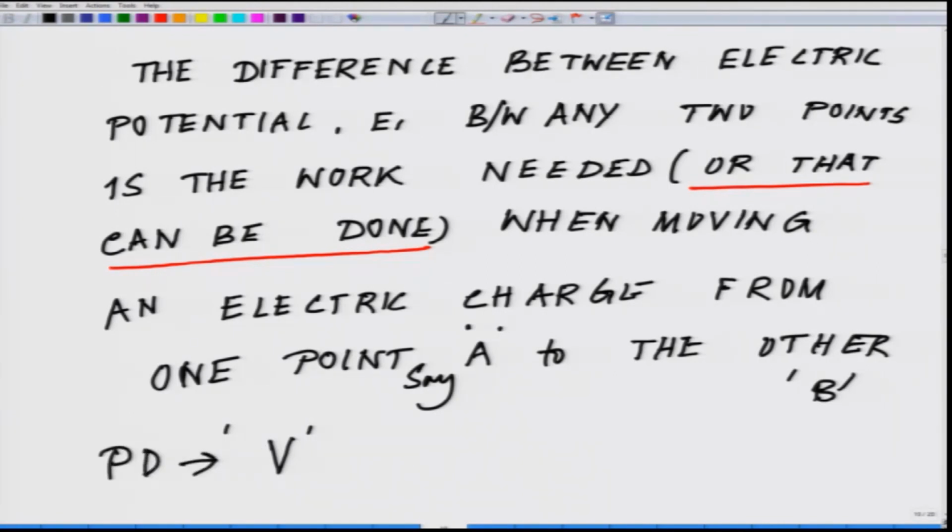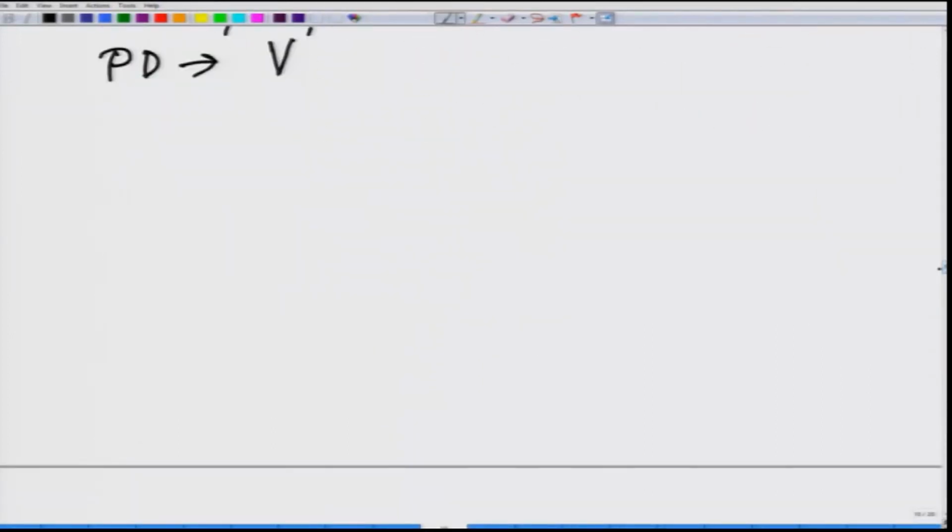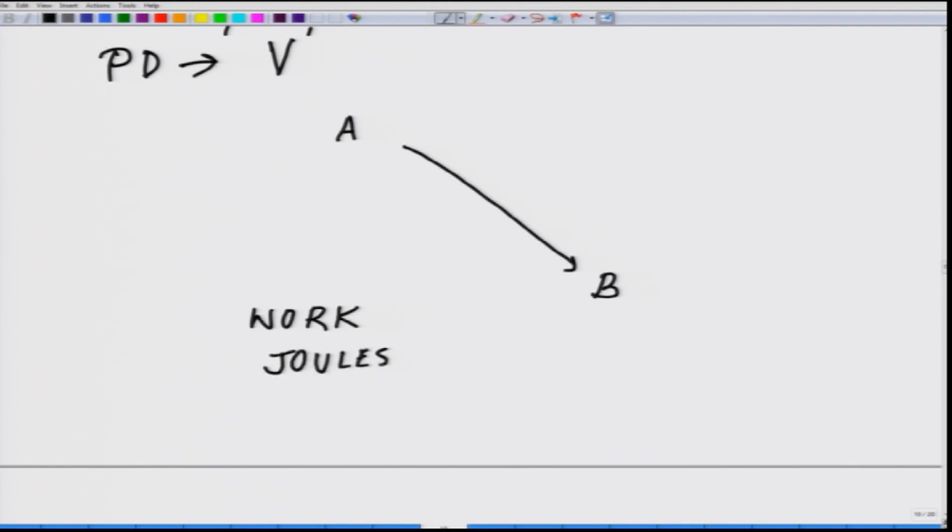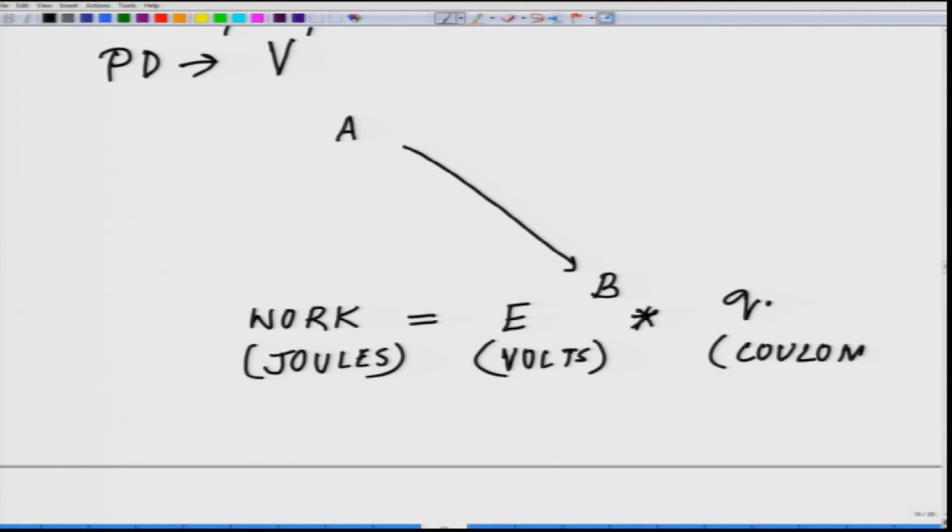So, now if we talk about the work which will be done in moving a charge from A to B, this could be quantified as work, which is represented in joules, the unit of work is joules. Work is equal to E, the potential difference represented in volts, multiplied by Q, the amount of charge, which is in coulombs. We have already talked about it. Okay. So, the work done. So, this is the second relation we are talking about.